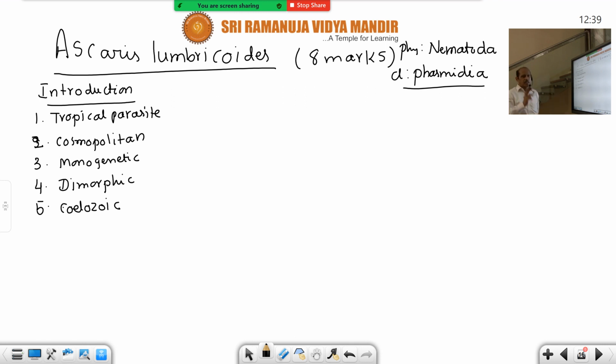Large intestine parasite is Entamoeba. Small intestine parasite is Ascaris. These two are the intestinal parasites we have studied. So that is why Ascaris lumbricoides is also called an enterozoic parasite. Of course, time is very short. Only 5 minutes is left.